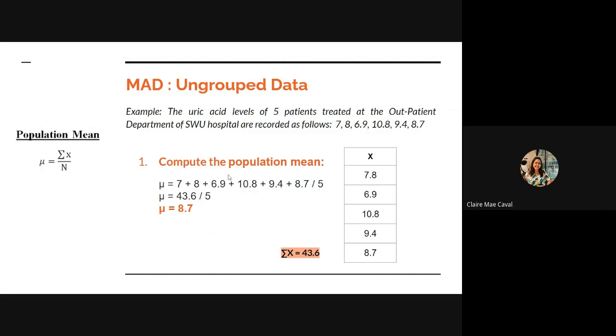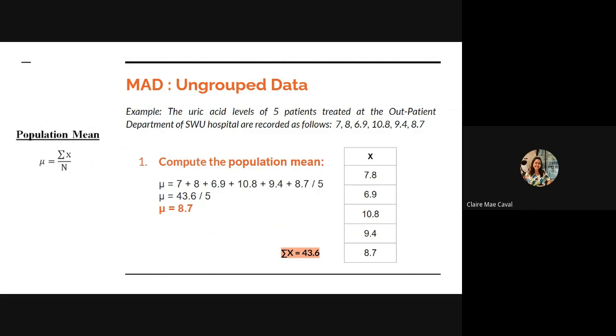So we have here where we're using population mean kasi population mean yung sinusolve natin. This is the formula for your population mean. Mu is equal to the summation of x, summation of the values of each observation divided by N. Capital N again is your population size, which is 5. Okay? Kasi there are 5 patients.